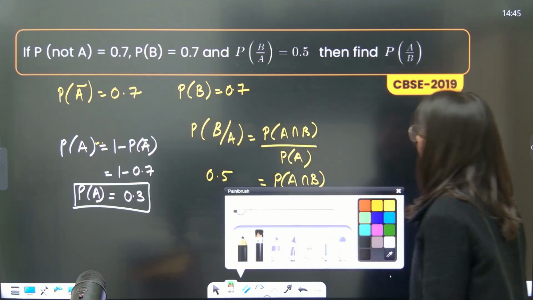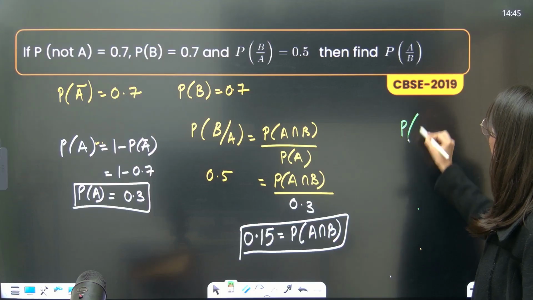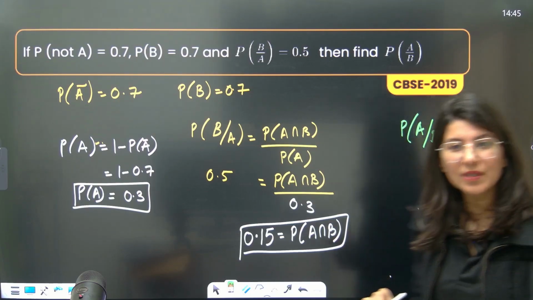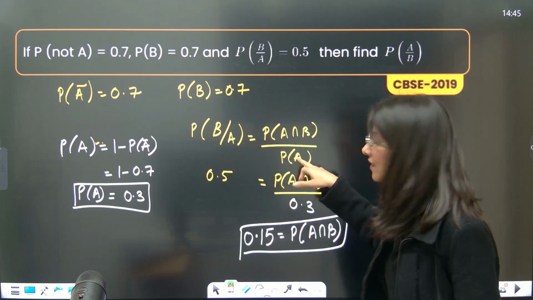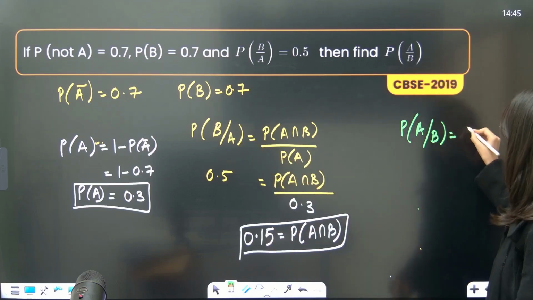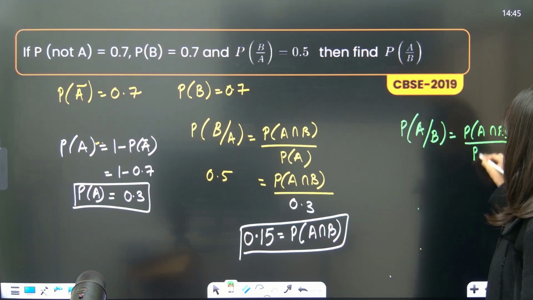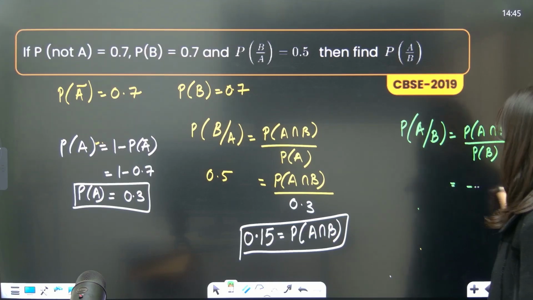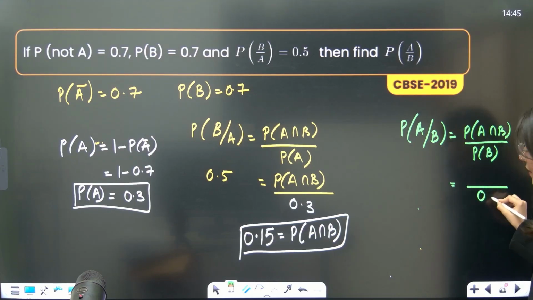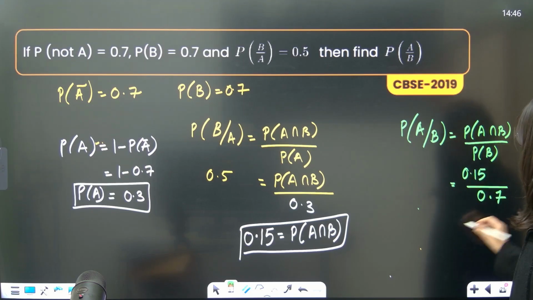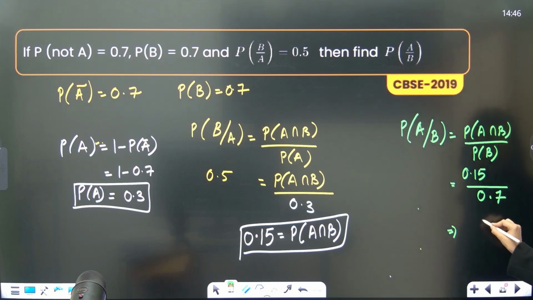Now, what you have to do is find probability of A given that B has already occurred. You must be knowing this formula. If A was in the denominator earlier, now B will be in the denominator. So probability of B will be 0.7, and A intersection B will be 0.15. So this is actually 15 upon 70.